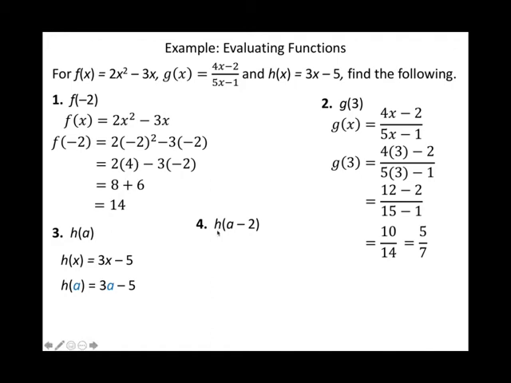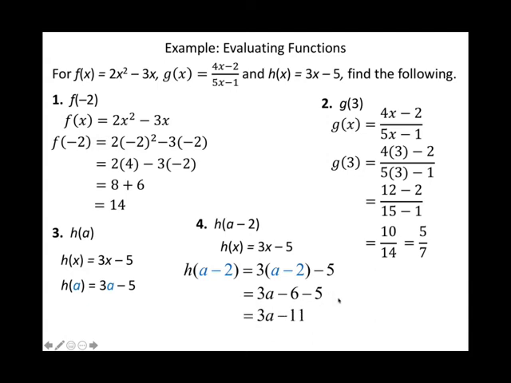Number 4, h of a minus 2. This time I want to plug in the whole thing, a minus 2, into the function of h. So you're going to replace the x with a minus 2. Then we're going to combine like terms. First, we want to distribute the 3. So we have 3a minus 6 minus 5. Combine like terms. You're going to get 3a minus 11.